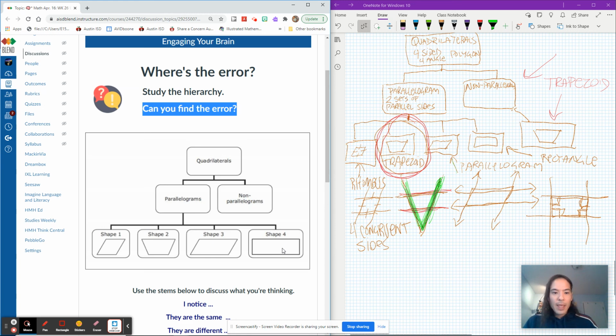All right, so use all four stems for full credit, and please use your own words. And if you're influenced by somebody previously in the discussion, just say, I agree, or something like that, with this person.